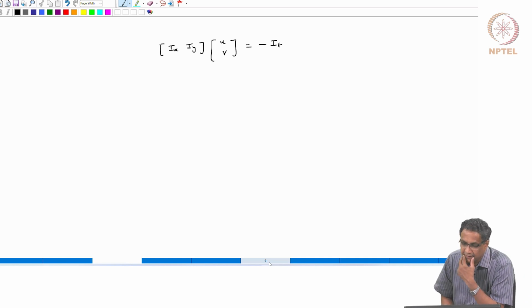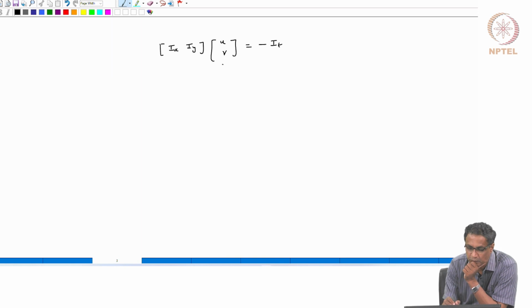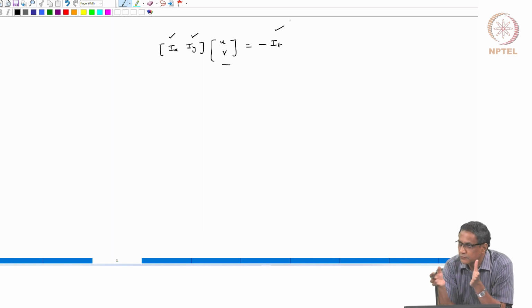Now the point is, you have only a single equation, but the unknowns are two. Ix we know, Iy we can compute, It we can compute between successive frames. So this has to come from two successive frames. Ix and Iy are at a point. Again, everything is at a location. u, v is at a pixel location. Ix, Iy is the gradient at that location. It is the temporal gradient for that location.